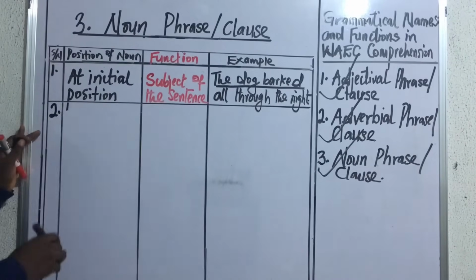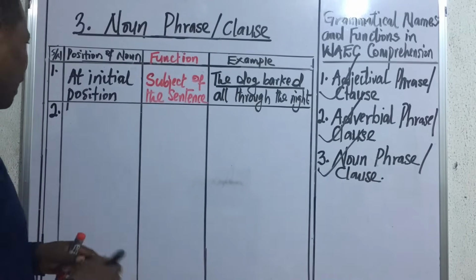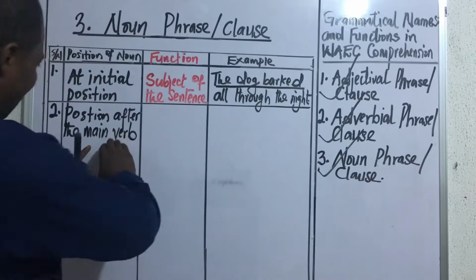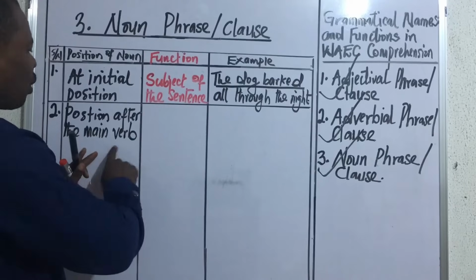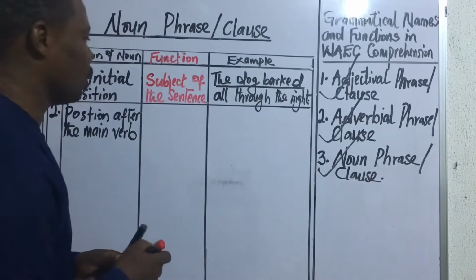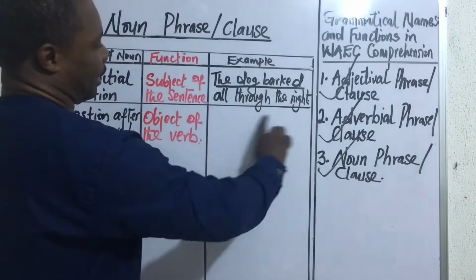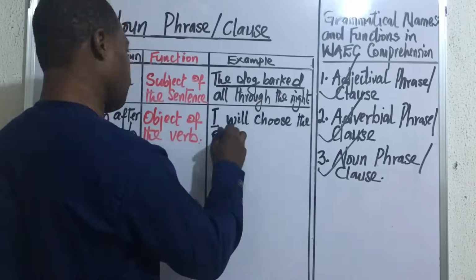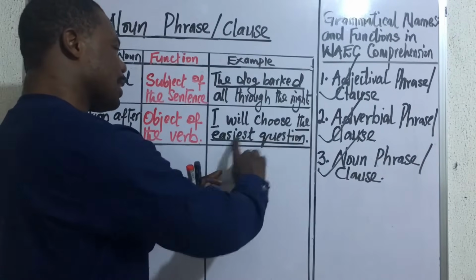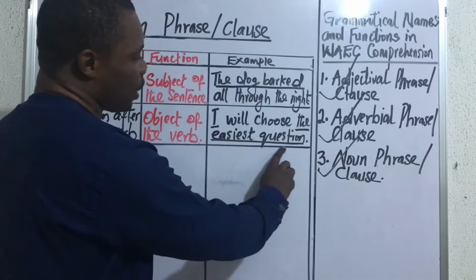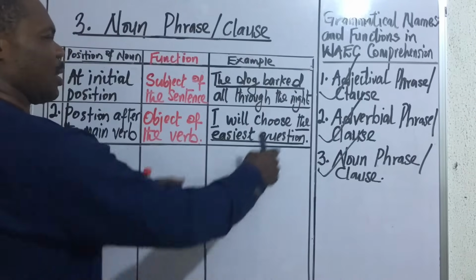Number 2. When the noun occupies a position after the main verb. When the noun that starts the expression occupies a position after the main verb, then the function is object of the verb. Now, let's consider an example to illustrate this. Now, we have an expression before us. I will choose the easiest question. The easiest question here is a noun phrase or noun clause. Then we ask ourselves, does it contain a verb?